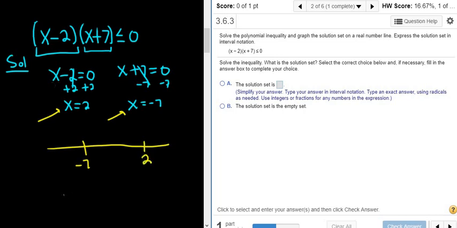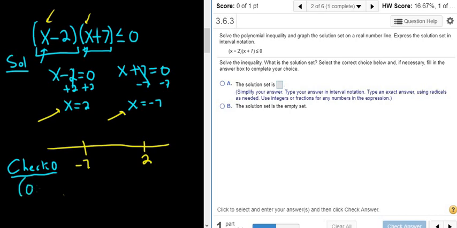So you pick a number and you plug it into this. If it's true, you shade wherever you pick the number. If it's not true, then you don't shade. So the easiest number in the world to always pick is just 0. So let's check 0. We're just going to put a 0 where all the x's are.